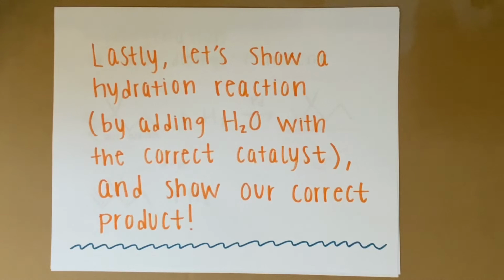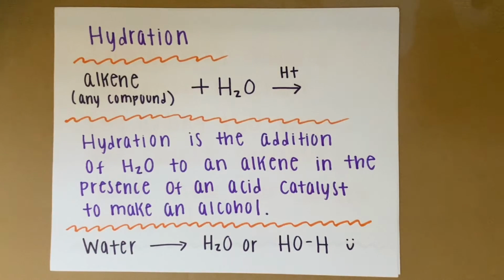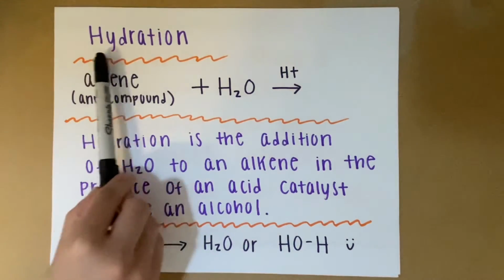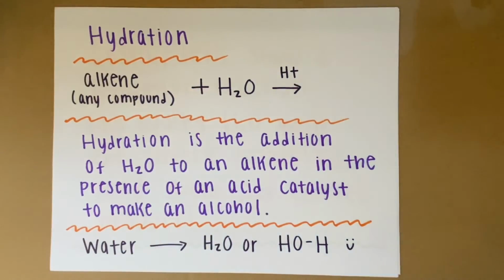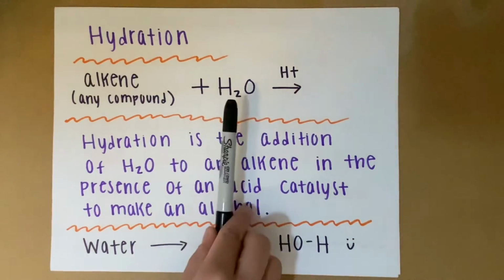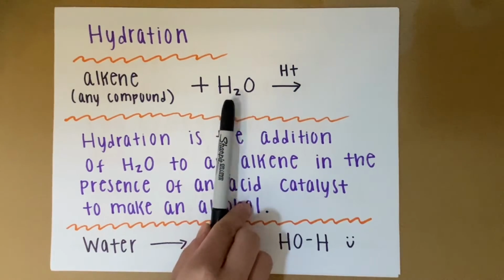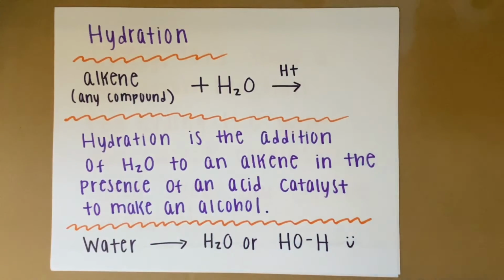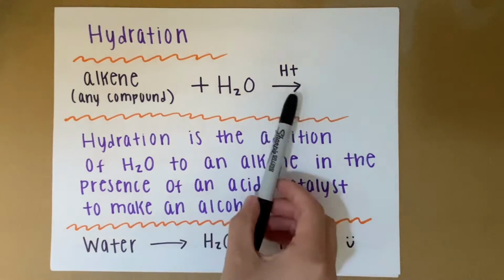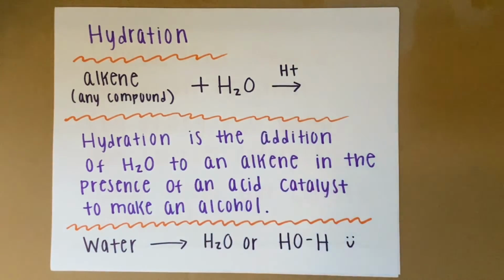Lastly, let's show a hydration reaction by adding H2O with the correct catalyst and showing our correct product. In reactions, when we see the word hydration, we know that we need to add water, or H2O, to our compound, or in this case, to our alkene. For a little review, a hydration reaction is the addition of H2O to an alkene in the presence of an acid catalyst to make an alcohol. So we know that we must add H+, our acid, to our alkene.